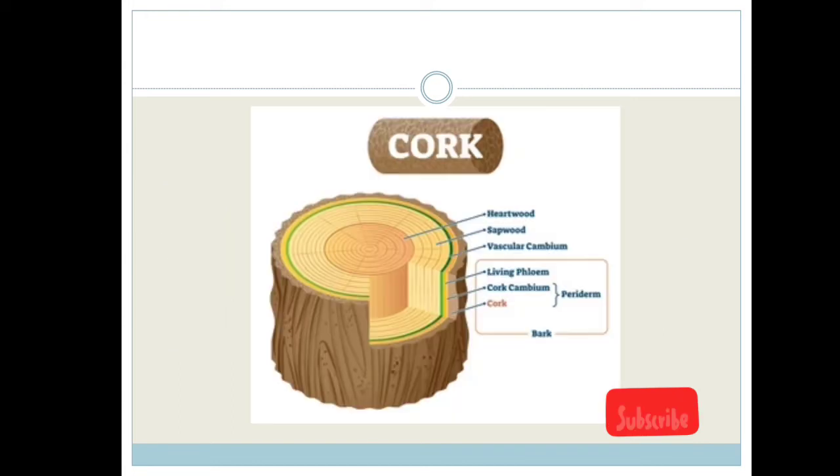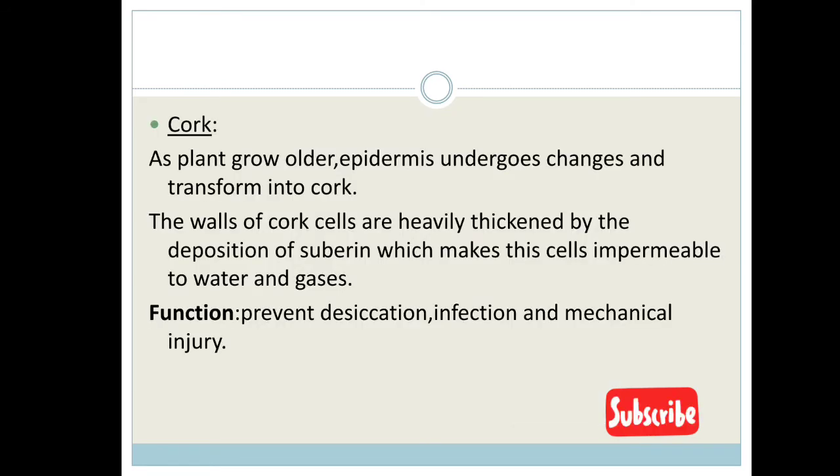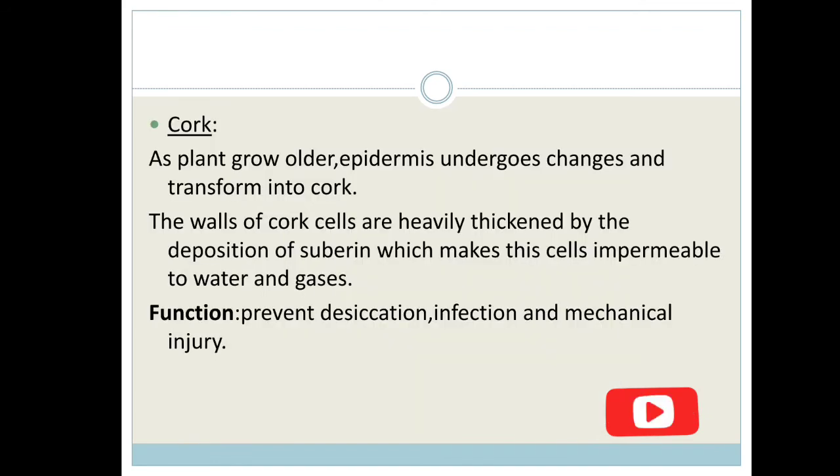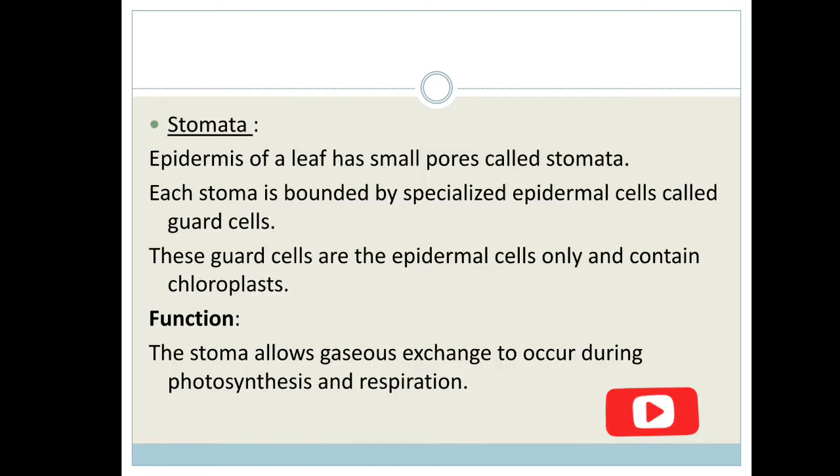You can see here in the picture, this is the cork, and you see the cells are heavily thickened with the deposition of suberin. The main function of this cork is that it prevents desiccation, infection, and also mechanical injury. Next is the stomata.